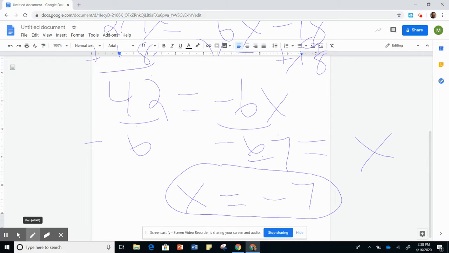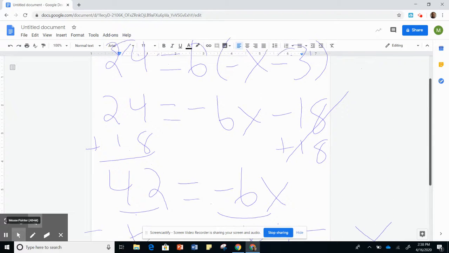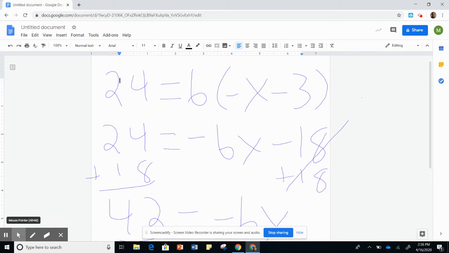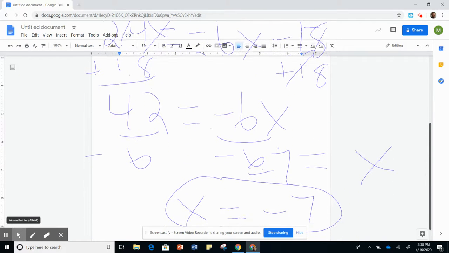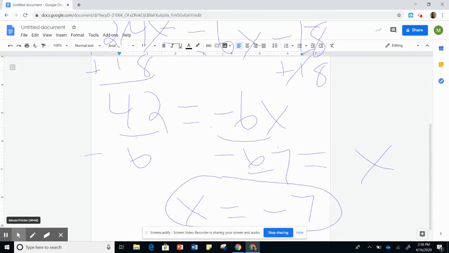For this problem, if we do a quick review, we started right here. Notice you distribute the 6 times the negative x and the 6 times the negative 3. That gave us a negative 6x minus 18. We added 24 plus 18, which gave us 42. And then we brought down the negative 6x. We divided both sides by negative 6. And that gave us x is equal to a negative 7.